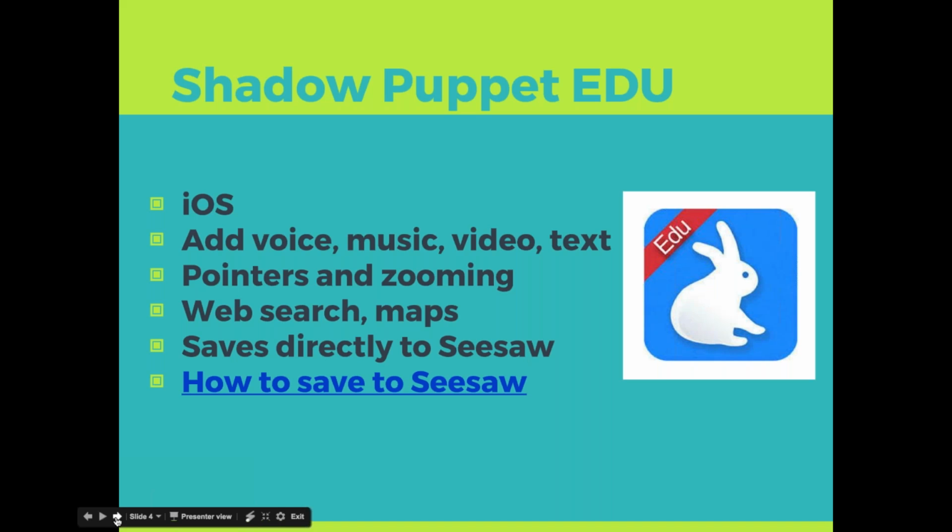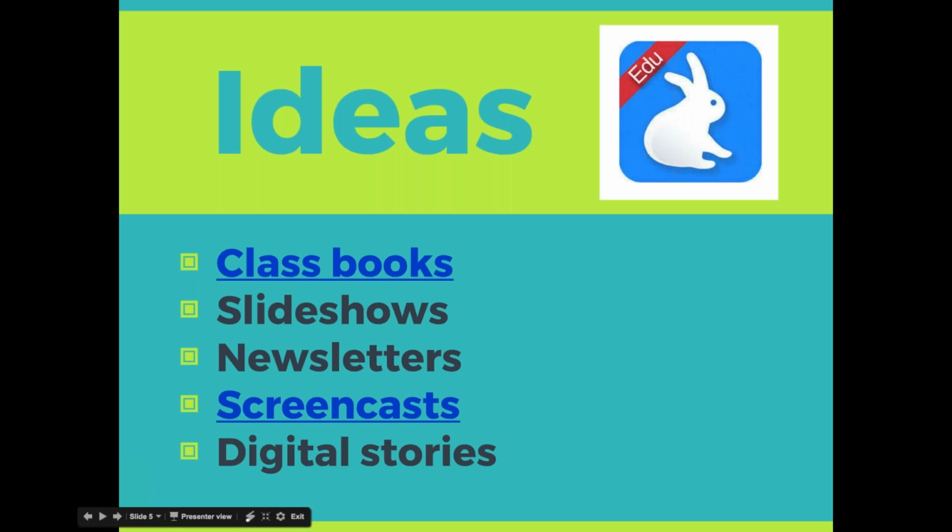It allows you to add voice, music, video, and text. And again, of course, multiple photos. That's why we're here. You can also do some neat pointing and zooming. You can do web searches that are already filtered for content and also capture maps as well. The great thing is that it saves directly to Seesaw. So when you get these slides, you can take a peek at this screencast to show you exactly how to save to Seesaw, but I might actually demo that here live.